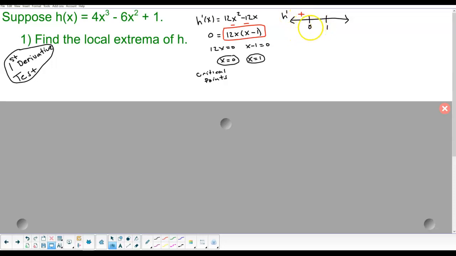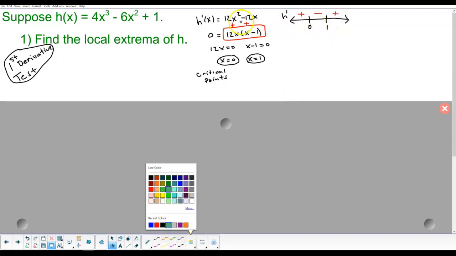So then we're going to test a value between 0 and 1. So picture plugging in 0.5. And again, the only thing I'm focusing on is the sign value. If I plug in 1/2 times 12 will be a positive value. 1/2 minus 1 is a negative, so a positive times a negative is a negative. And then I need to pick another value to the right of 1. We could pick any number. I'll pick 2. So 2 times 12 is a positive. 2 minus 1 is a positive, and a positive times a positive gives me a positive sign value. All right, so that's how we can determine our sign chart.